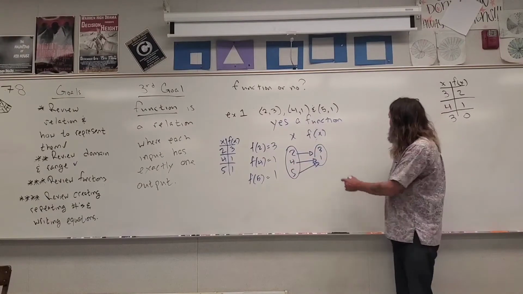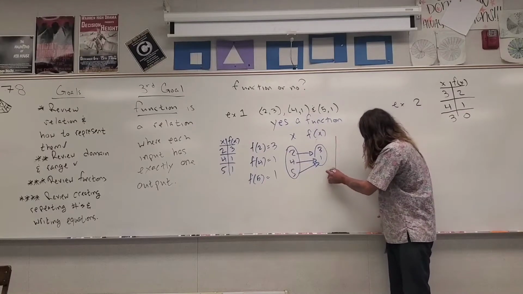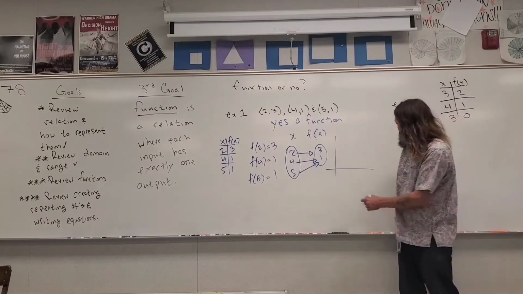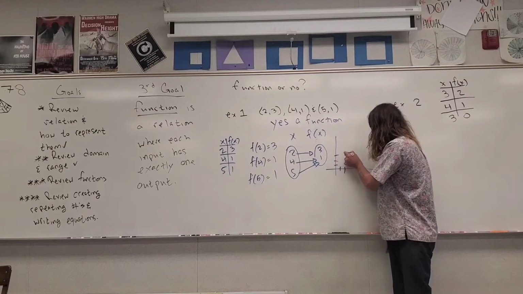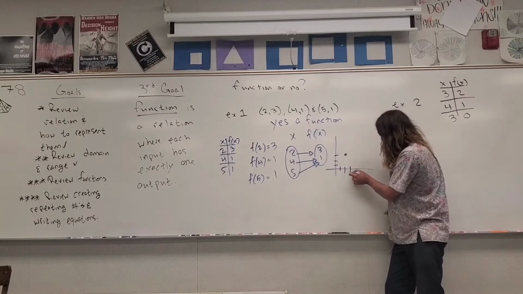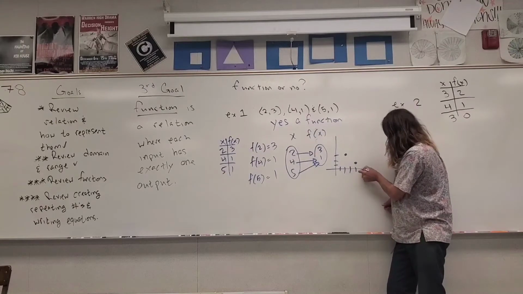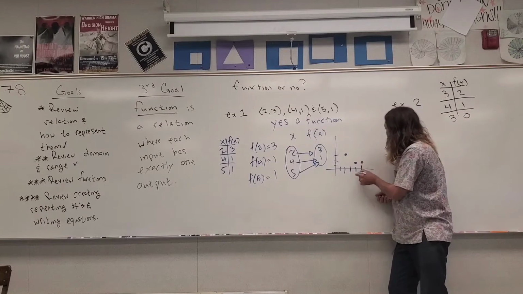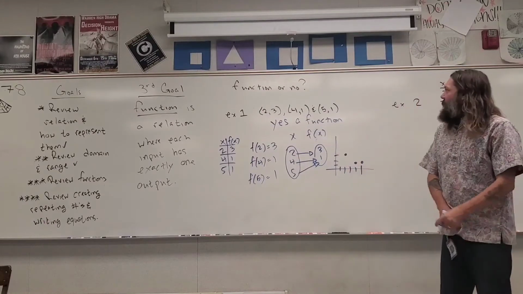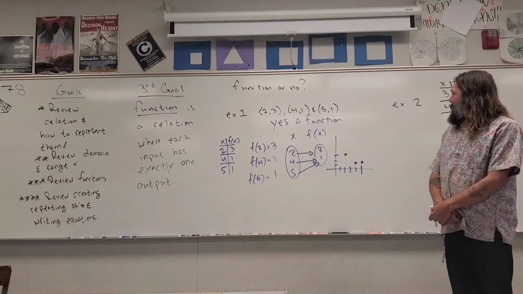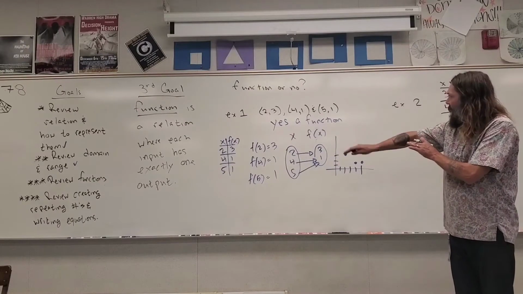And then our last way that we would consider a function is on the graph. So 2, 3: I go over 2 and I go up 3. I go over 4, I go up 1. I go over 5 and I go up 1. Again, I can't draw a vertical line through more than one point, so this is a function. So that's what a relation as a function would look like.